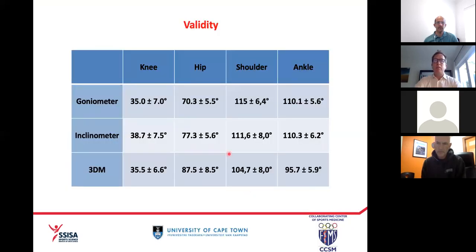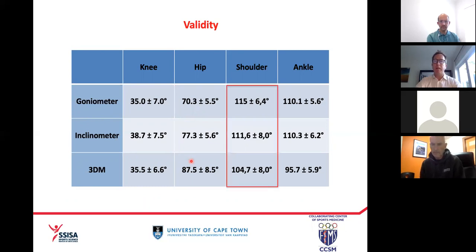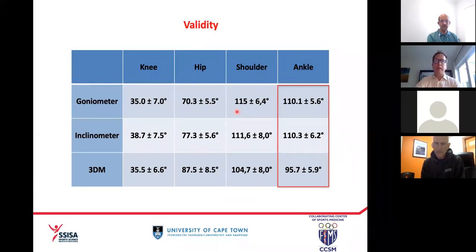Well, if we look at the results of that study, we see that for the different joints, the knee, the hip, the shoulder, and the ankle, we get different means for the same subjects on the same day over a period of 3 weeks. So each of them is measuring these in a different way and coming out with a different result. Well, which one is right? If we look at the hip, we see 70, 77, and 87 degrees, 7 and 10 degree differences, which are quite significant differences. And we see that similarly for the shoulder, and we see that as well for the ankle joint. Why is that the case? Is one more valid than the other?